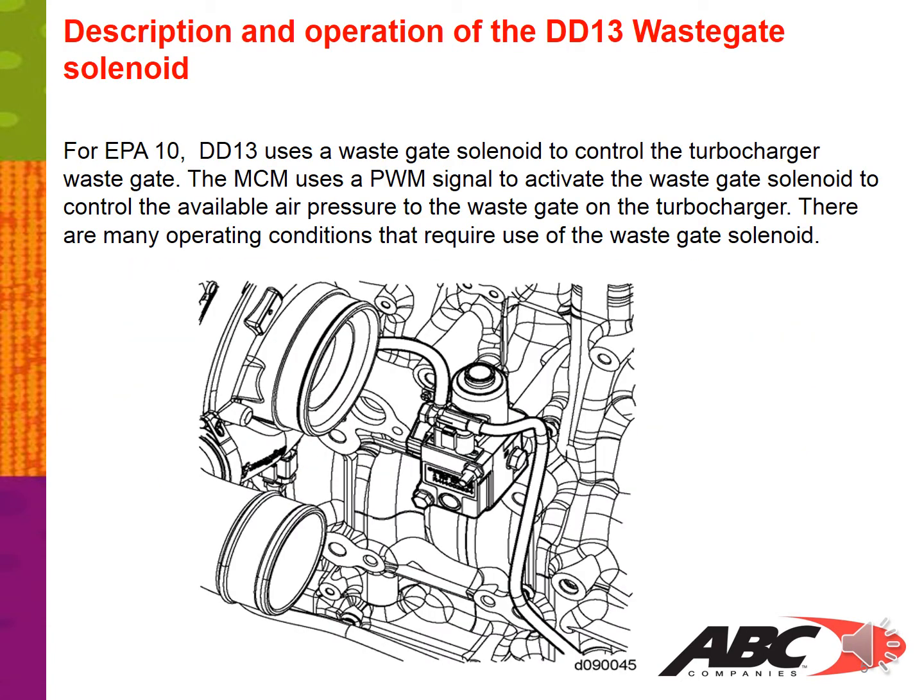Description and operation of the DD13 Wastegate Solenoid. For EPA 10, DD13 uses a wastegate solenoid to control the turbocharger wastegate. The MCM uses a PWM, or pulse width modulated, signal to activate the wastegate solenoid to control the available air pressure to the wastegate on the turbocharger. There are many operating conditions that require use of a wastegate solenoid.